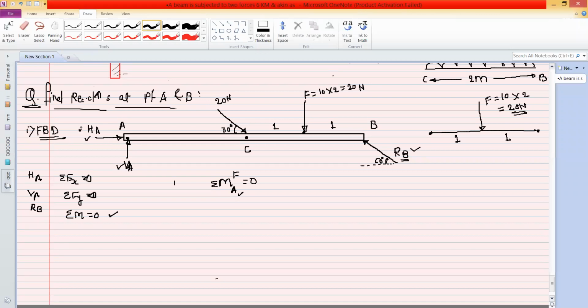Okay. So write the equation for summation of moment. We can start from HA. HA is passing through A, therefore there is no moment, so moment is 0. For VA, it is also passing through point A, so reaction moment is 0. Now for the 20 Newton force, which is acting at 30 degrees, we have to find out the reaction moment about the point A. So resolve this 20 Newton.